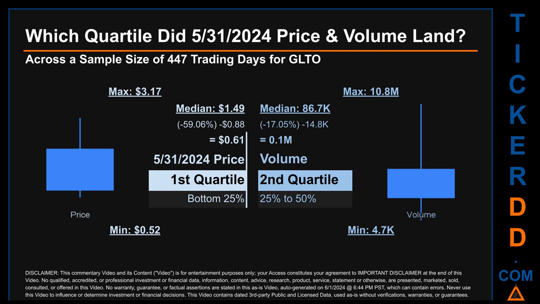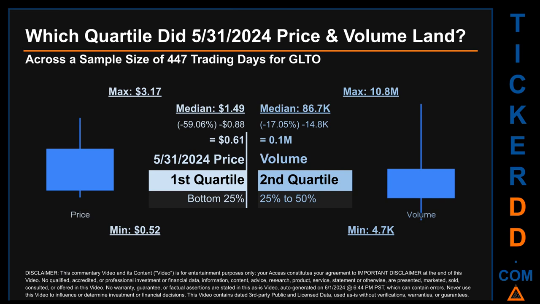Which quartile did May 31, 2024 price and volume land? Across a sample size of 447 trading days, the maximum end-of-day price for GLTO was $3.17 while the minimum was 52 cents. Within that price range, May 31, 2024 price, of 61 cents, landed within the first quartile, meaning it was within the bottom 25% of all sampled end-of-day prices.